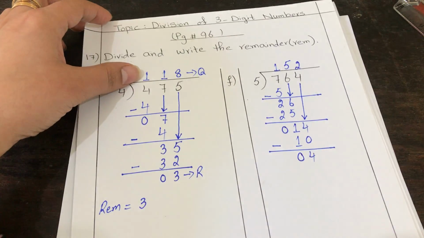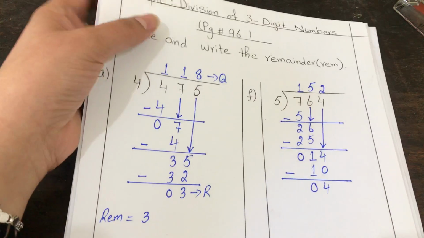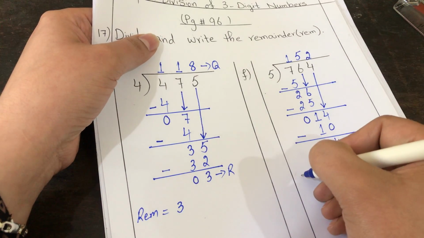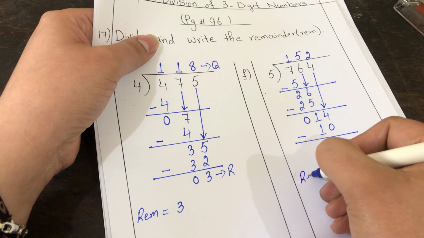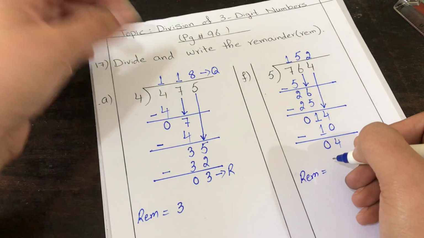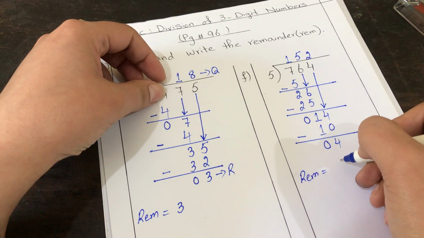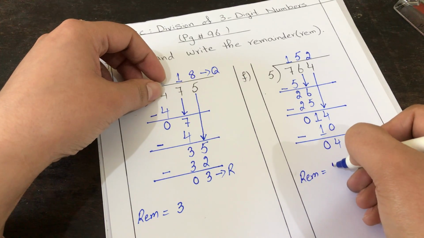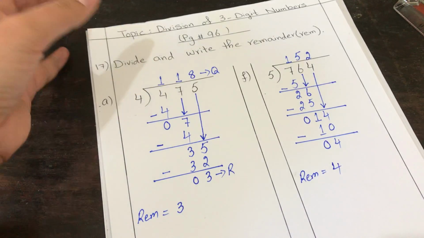So what's our remainder, students? Yes, our remainder is number 4. So write it at the end because it's the compulsory part. Your question says write the remainder, so you will be awarded marks for this. So your remainder is equal to 4, right?